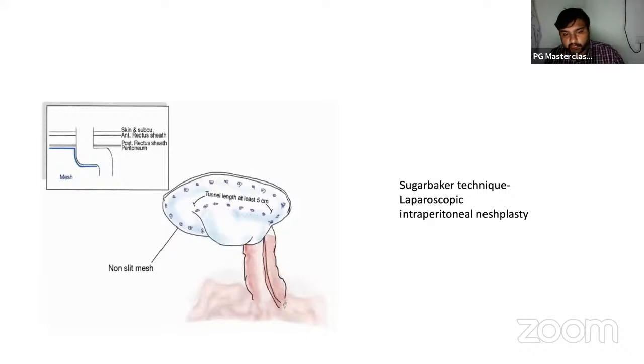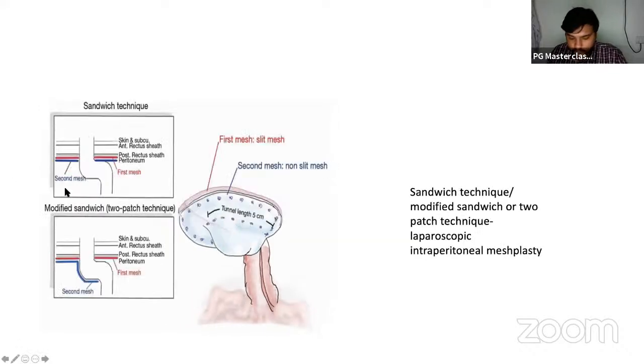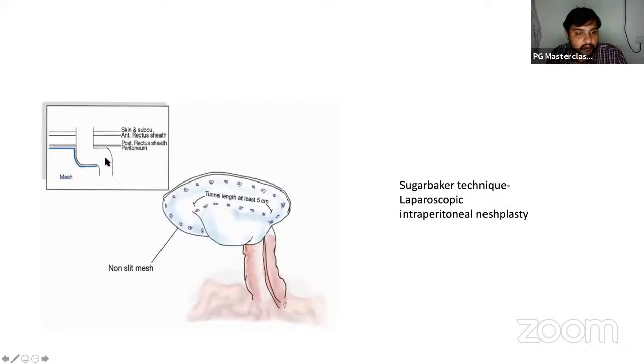In the Sugarbaker technique, we create a tunnel between the mesh and the peritoneum. There is a 5 centimeter long tunnel, and the principle is that the defect is covered for 5 centimeter by the tunnel and then mesh, and 5 centimeter all around is also placed. There is no slit made in this mesh plasty. It is a non-slit mesh, and again the tackers are applied once snugly fitting to the tunnel and another in the periphery. The principle that the mesh has to go beyond 5 centimeter from the defect is applicable here also.